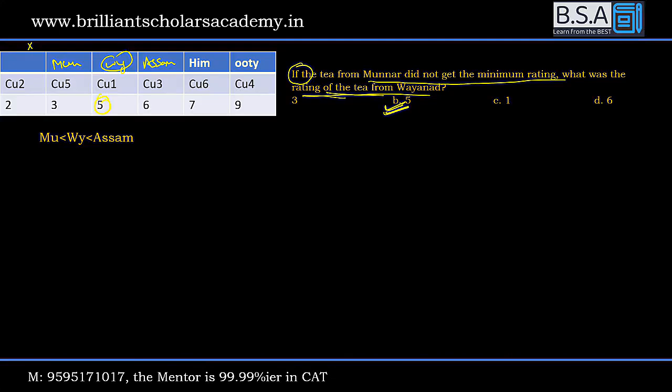That is specific to this particular arrangement. You cannot carry forward this in the next question. Munnar cannot be the least, so Munnar has to be this one because there are two above that, Wayanad and Assam. Two are above Munnar, so Munnar is this, Wayanad, Assam.